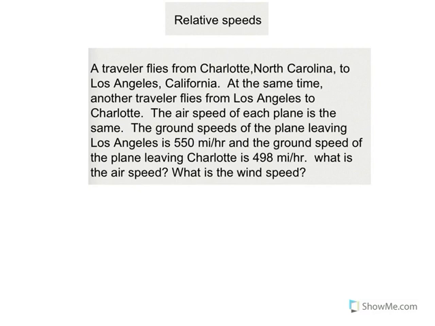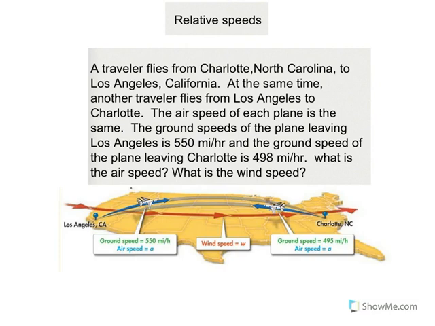Here's a picture of what's going on. We can see the plane traveling from Los Angeles, and it has a tailwind of W. We can see the plane going from North Carolina, and it has a headwind of W. W is the same speed, but it's unknown. That's why we're going to make that our first variable. The airspeed of each plane is the same, but it's unknown, so that becomes our second variable.